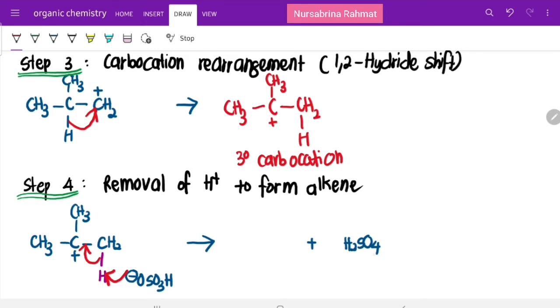Okay, so we are releasing sulfuric acid again, with an alkene double bond formed between here. So CH2. So this is your alkene.